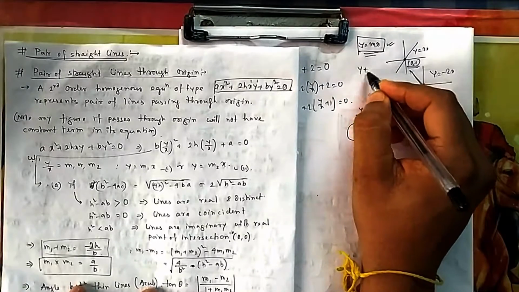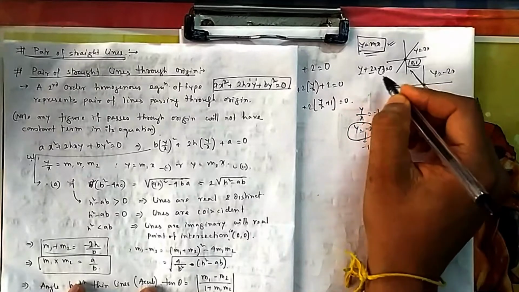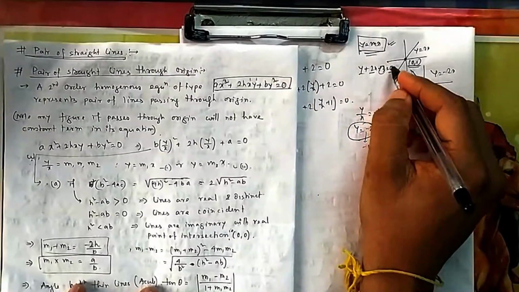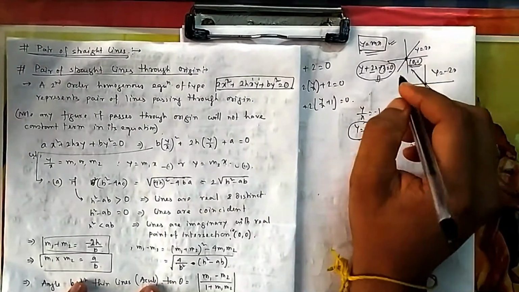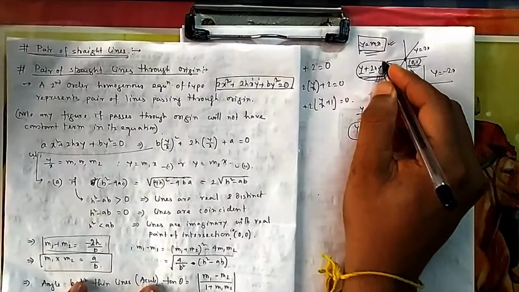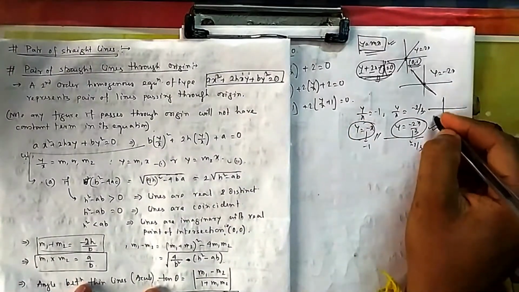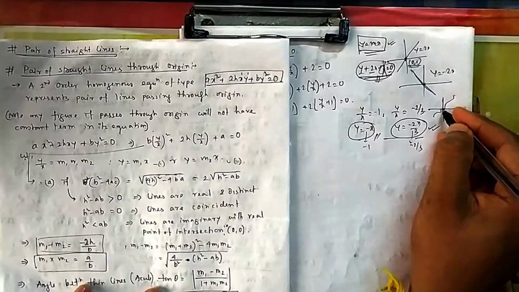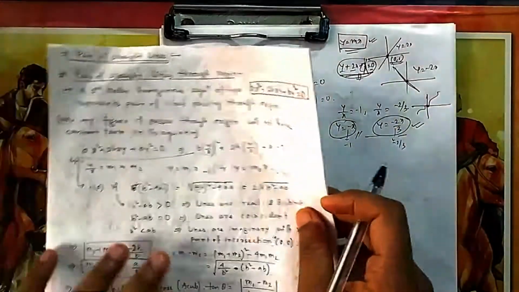If there is y plus 2x plus 3 equal to 0, if you put 0, 0, this side will be 3, it will never be equal to 0. So if there is a constant term, then it never passes through the origin. That's why there should not be any constant term if it is passing through the origin, for any figure, any Ram, Sham, whatever. Suppose a snake is passing through the origin, then the equation of the snake will not have any constant term. That's all.